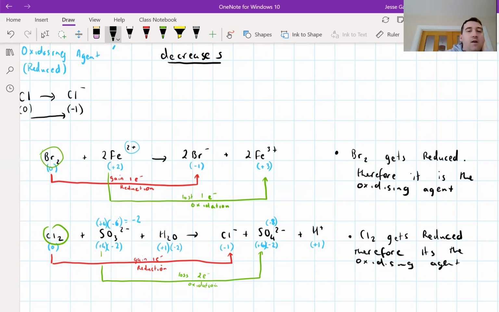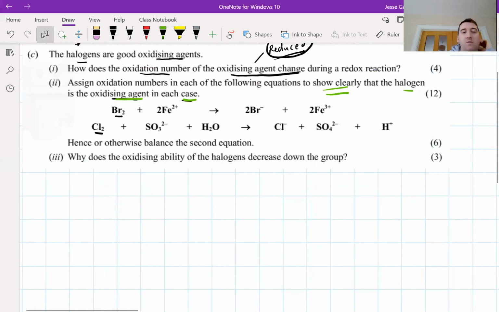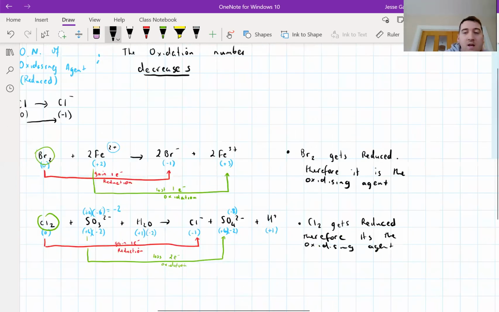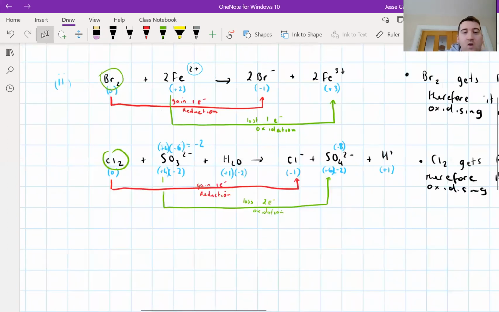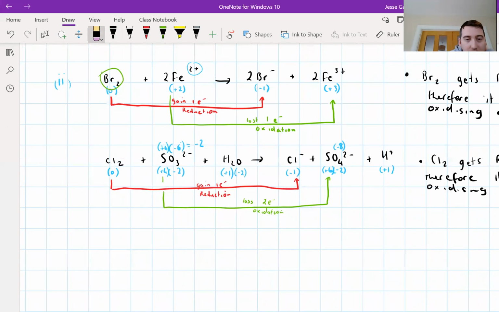Okay, we're getting easy enough marks up to now. The next thing, for the next 6 marks, it says, hence or otherwise balance the second equation. So we're only dealing with the second equation. Now we can forget the first one. So underneath here, we're going to balance the second equation. Now I'm going to tidy it up a little bit, getting rid of all these oxidation numbers up top.